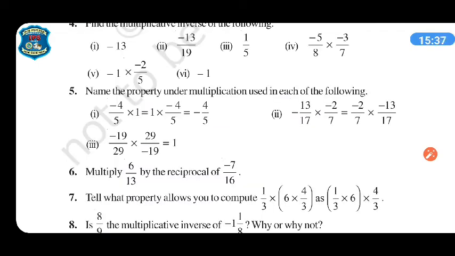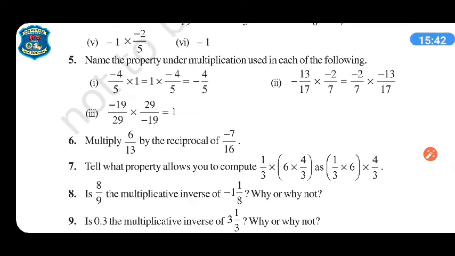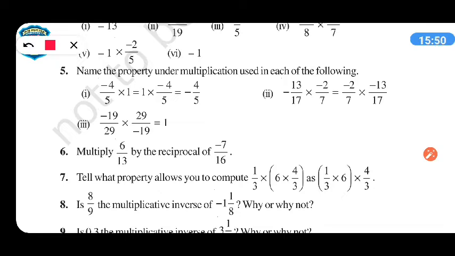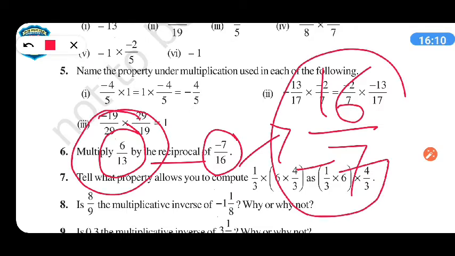Now question number 5 you can do. Question number 6. Multiply 6 upon 13 by the reciprocal of minus 7 upon 16. So its reciprocal will be what? 16 upon minus 7. You have to multiply this number and this number. Understood? Let us see.